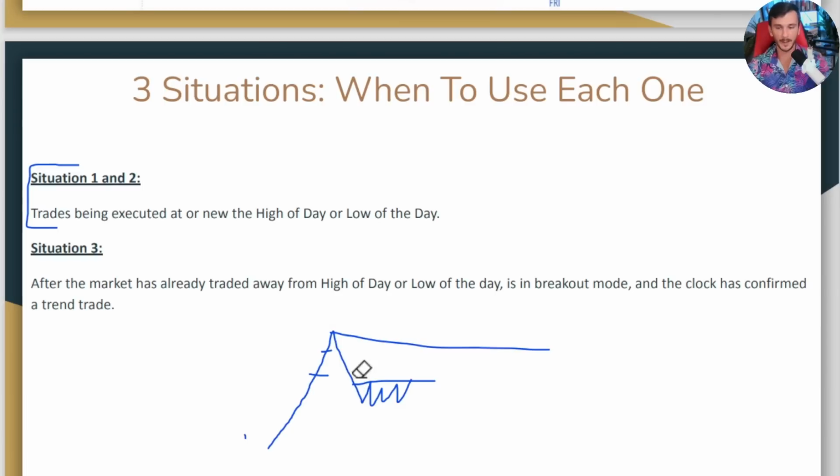You want to wait for that pullback, and then the new hour opens up. You get a nice little pattern, some kind of short squeeze that engulfs the structure, or it could even engulf the entire structure to the upside, and that might be my opportunity for entry. So situation 3: after the market has already traded away from the high or the low of the day and is in breakout mode, and the clock has confirmed a trend trade.